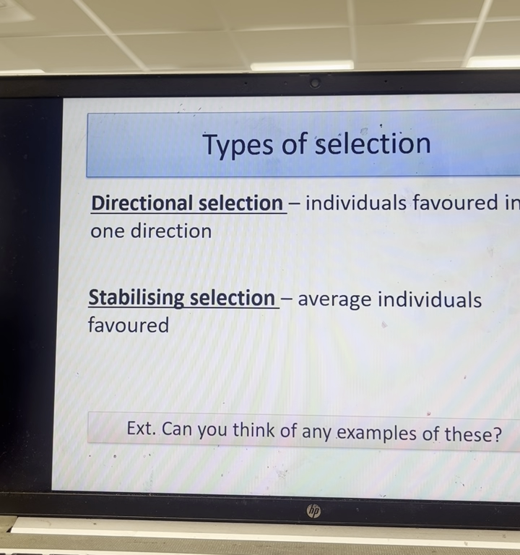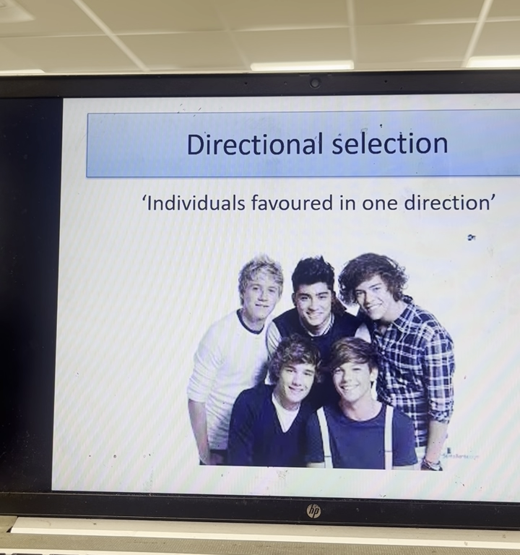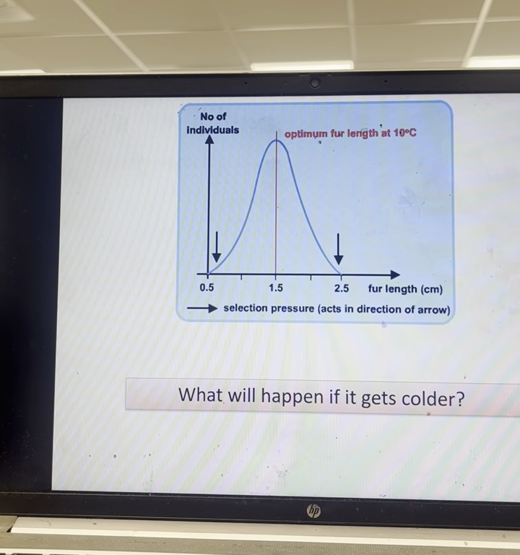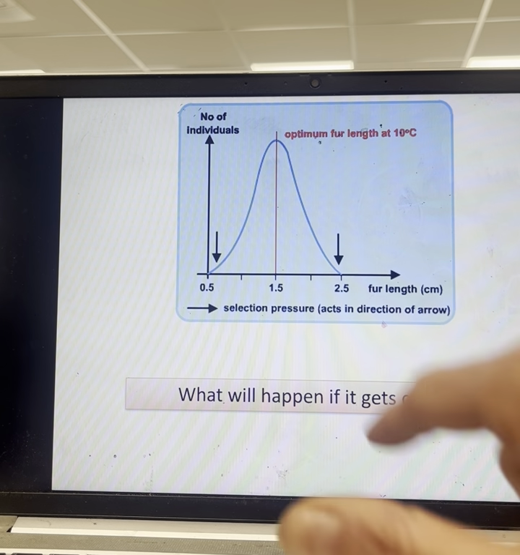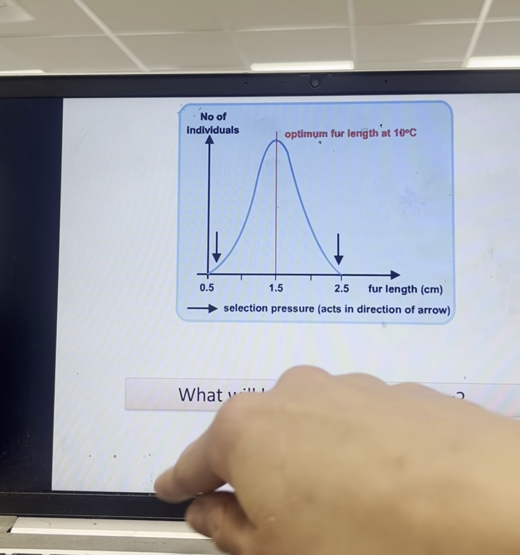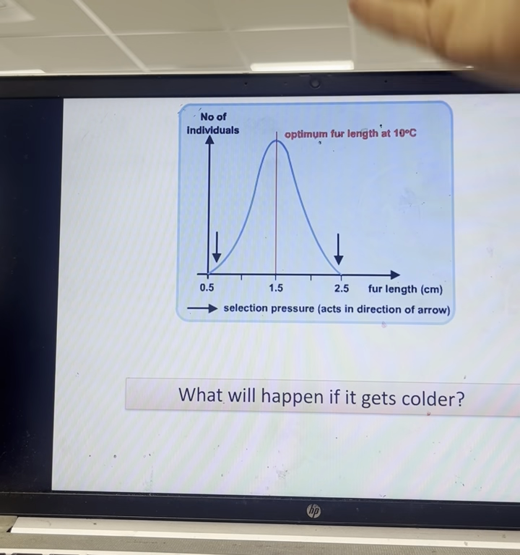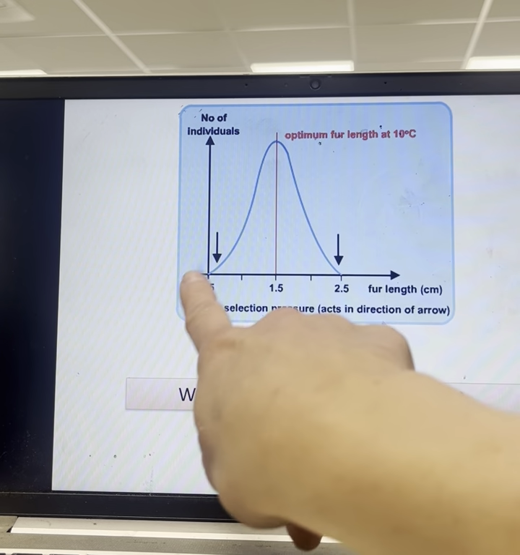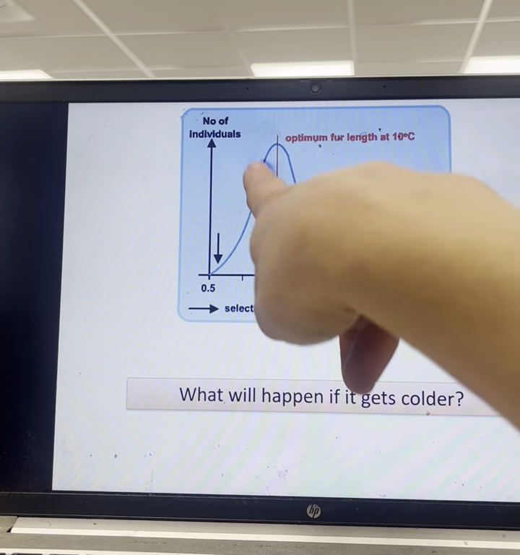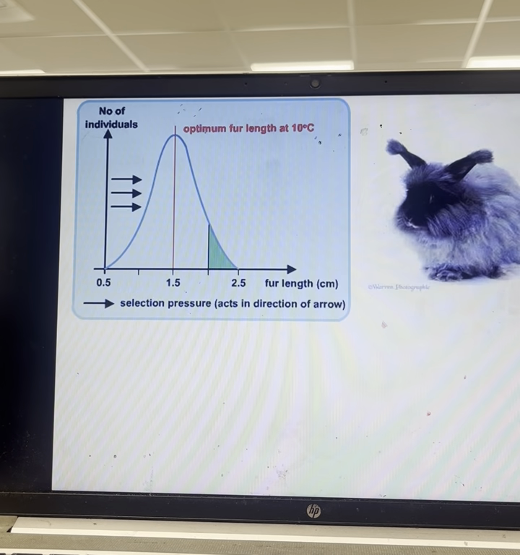Can you think of any examples of these? Okay, individuals favoured in one direction. So an example of directional selection. Number of individuals up there. You can see then temperature. This is an enzyme optimum temperature graph. If it gets too hot, it denatures. Too cold, it denatures. There is a middle point, which is your optimum.